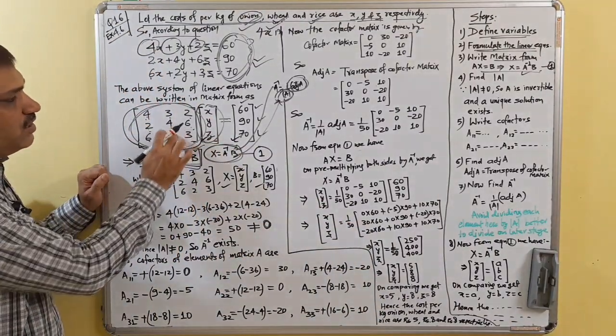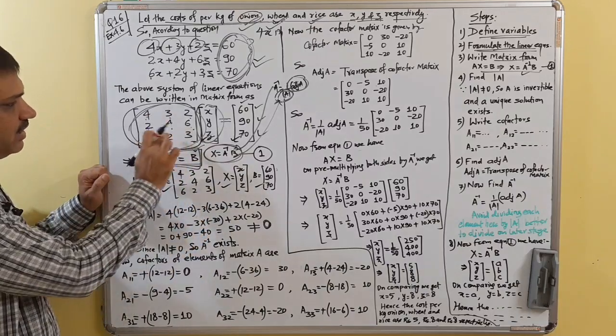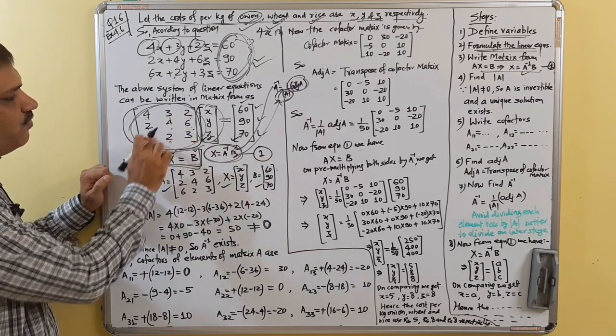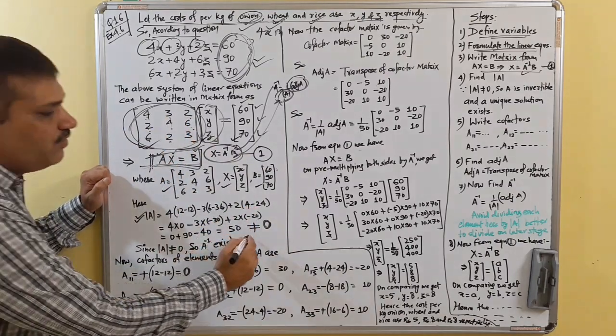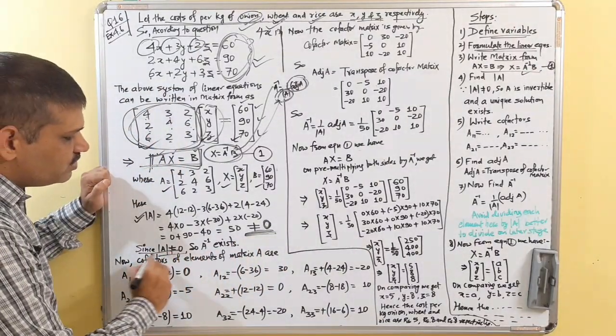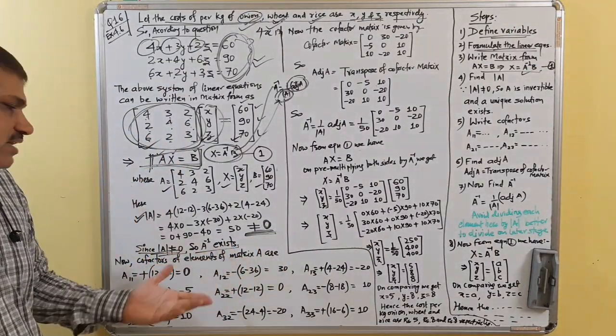4 times (4 minus 3) is 12, minus 3 times (6 minus 36), plus 2 times (4 minus 24), that gives us 50, which is not equal to 0. Since determinant A is not equal to 0, A inverse exists.